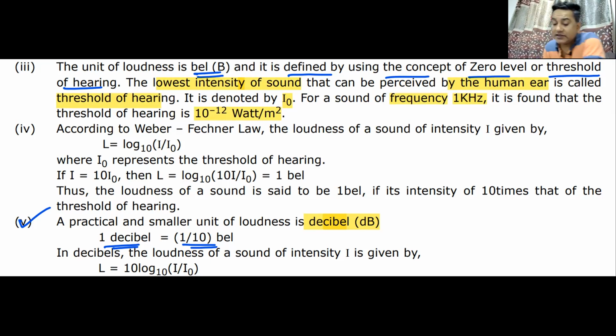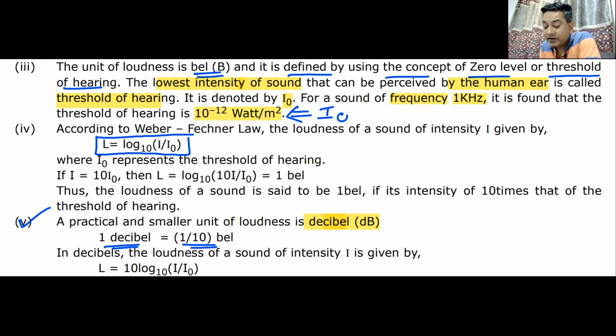Now, if you understand that this is the lowest intensity of sound that can be heard, and this is written as I naught, then this equation gives me the loudness of sound in bels. L, loudness of sound, is log to the base 10 I by I naught. I naught represents the threshold of hearing.